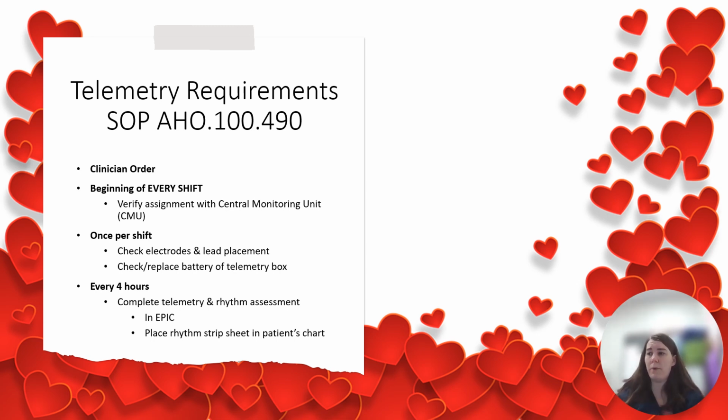And then every 4 hours, we want to complete a telemetry and rhythm assessment in 2 places. So we're going to complete it in Epic under your telemetry flow sheet. And we're going to place the rhythm strip that gets sent to us from the central monitoring unit in the patient's chart, and we're going to sign off that we have reviewed it.